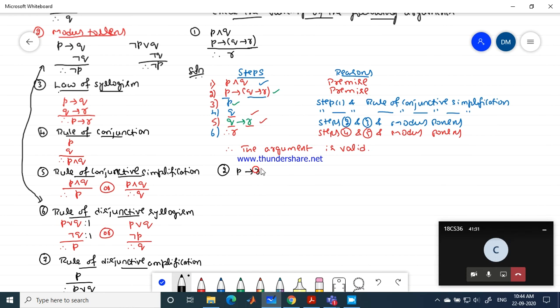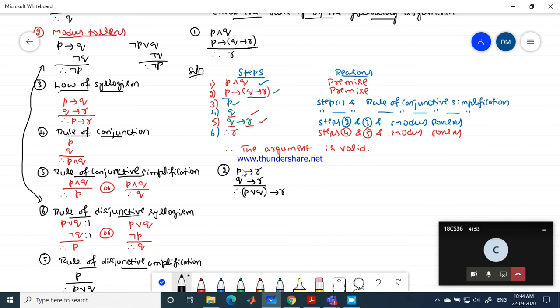Okay, they have given that P implies R is a true statement, and Q implies R is a true statement. Therefore, P disjunction Q implies R is a true statement. We call this the rule of proof by cases, that is, proving the result by using case number 1.